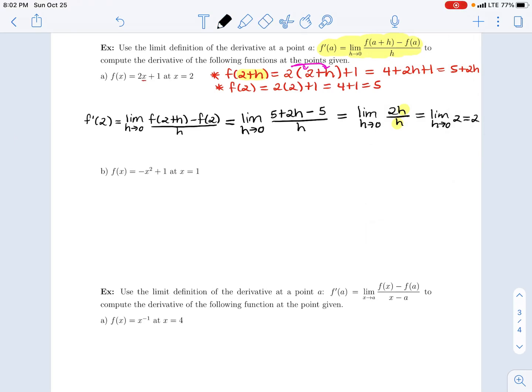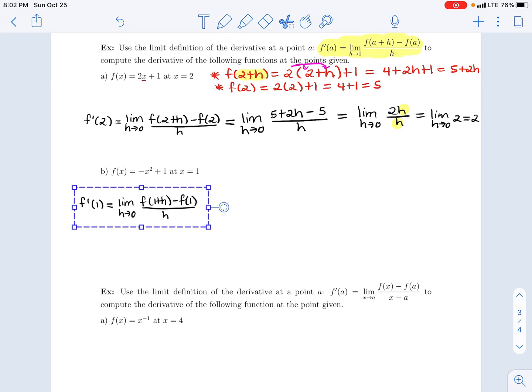Okay, and so now let's just do another example. So we have that now I want to find the derivative at 1 for this function. So I'm just going to start with the definition. So I'm going to say the derivative at 1 is equal to the limit as h approaches 0 of f of 1 plus h minus f of 1 all over h.